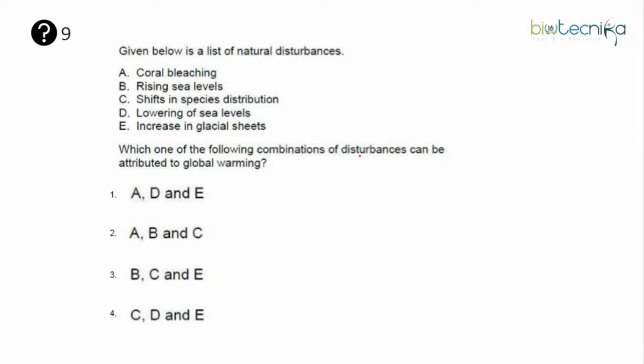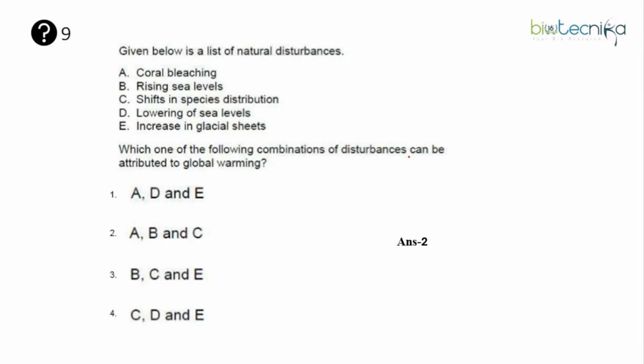Next, this is a question from unit 10 only, part 1, part A. Given below is a list of natural disturbances. Which one of the following combinations of disturbances can be contributed to global warming? The answer to this question is option 2.